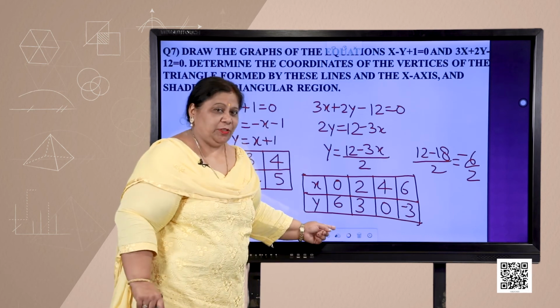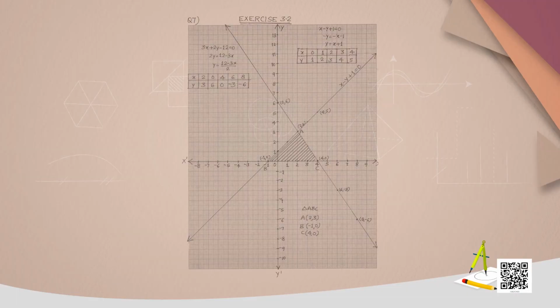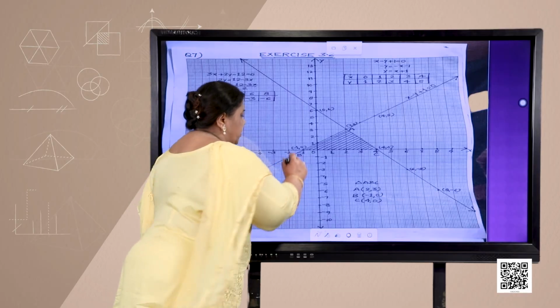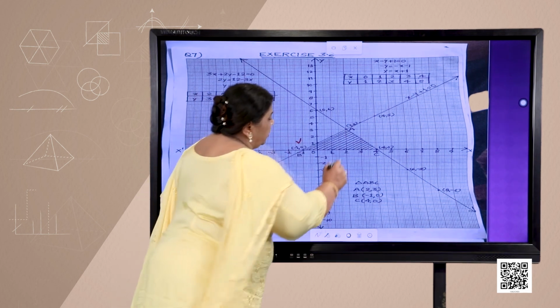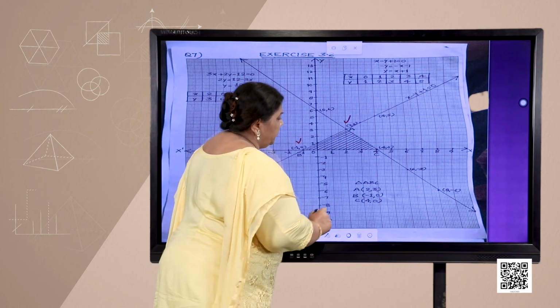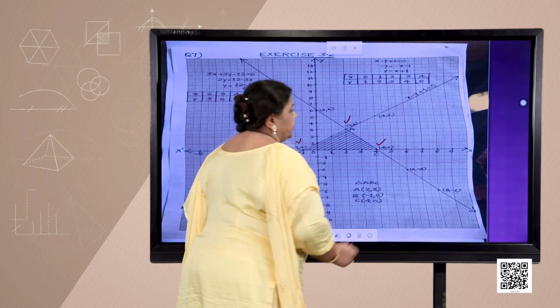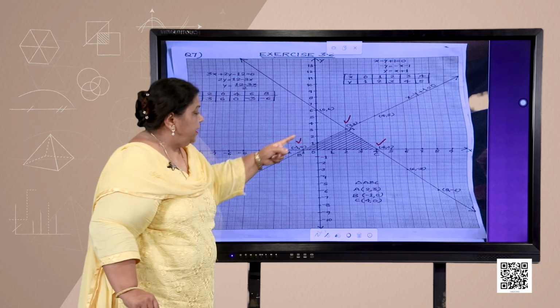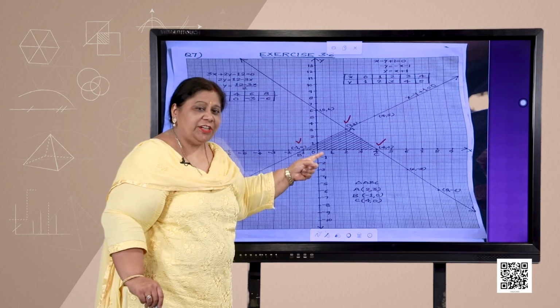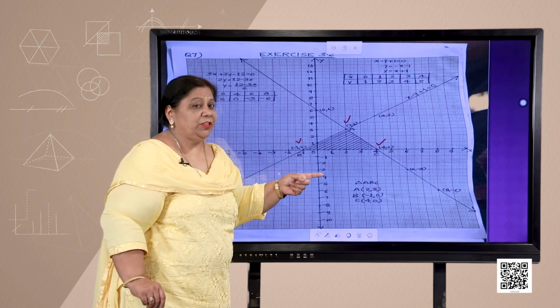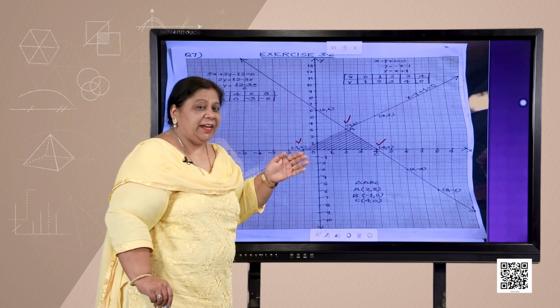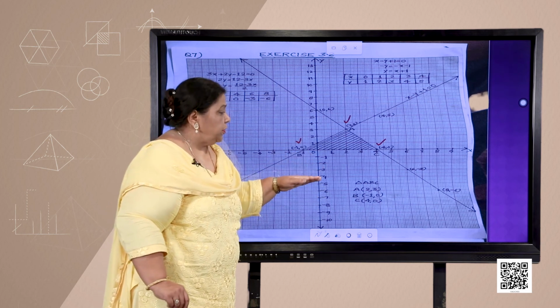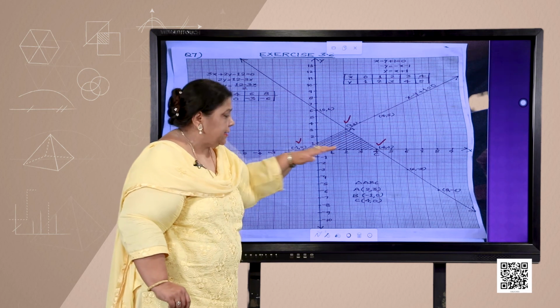Now, let us plot these points and see how the graph looks like. We have a beautiful graph here. By plotting the points which we had obtained, it is minus 1 comma 0 and it is 2 comma 3. Here it is 4 comma 0 and this is our x axis. Can you find the triangle formed here? We have also shaded the triangular region, because the question says you have to shade the triangular portion which is obtained along with these lines and x axis.